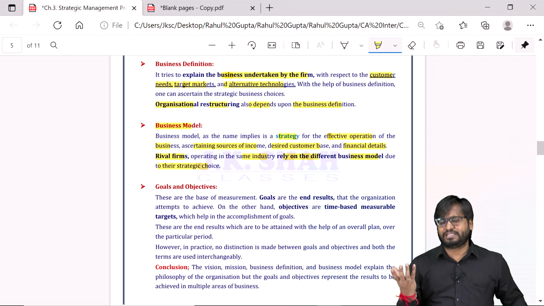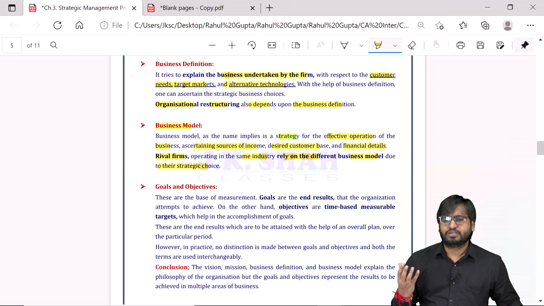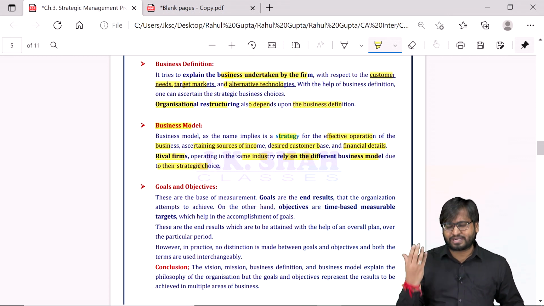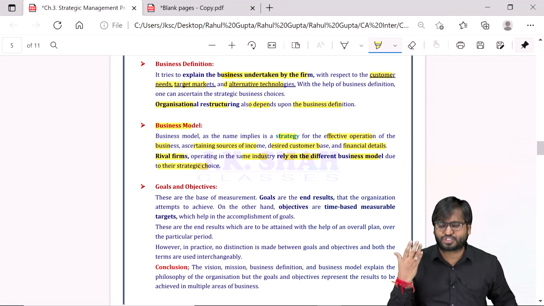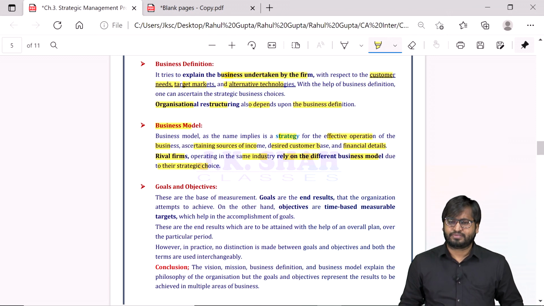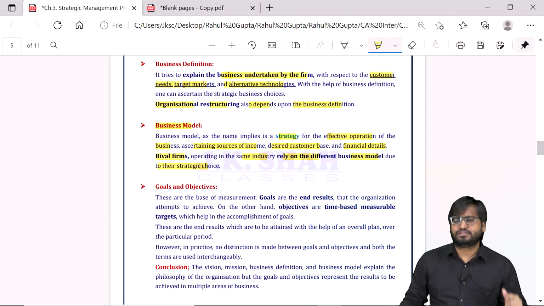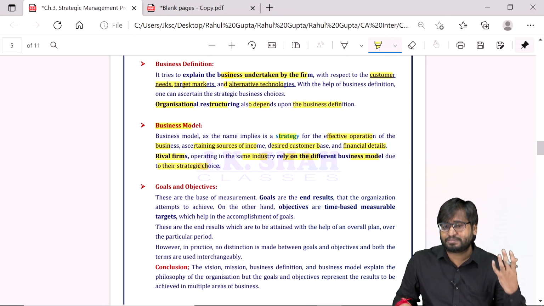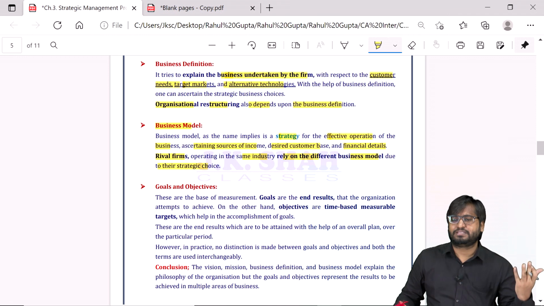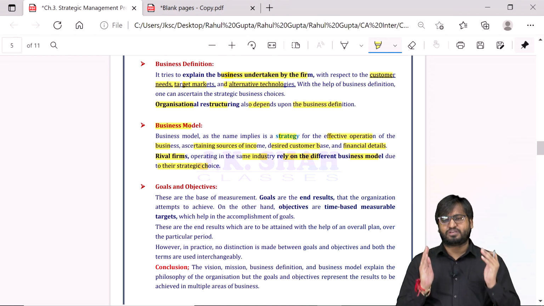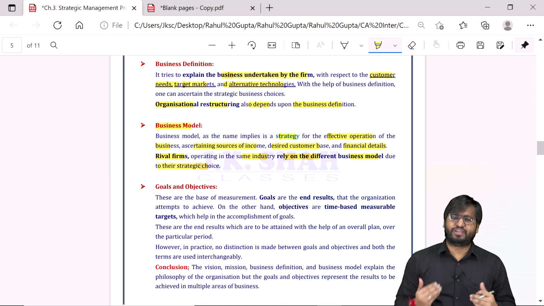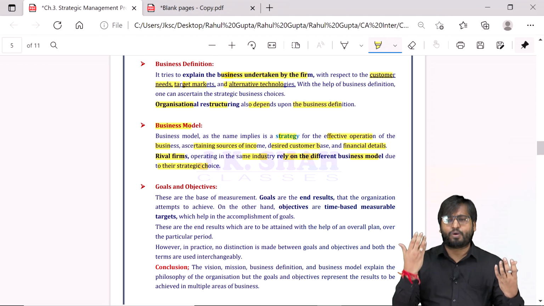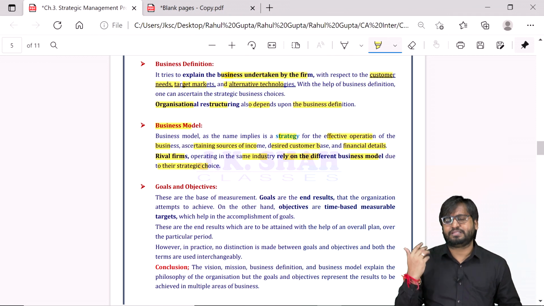What do you mean by cost leadership? Selling a product which has a standardized feature at a reasonable price. What do you mean by differentiation? Selling a unique product to a customer at a premium price. So if you observe the mobile manufacturing business, we have iPhone and we have Oppo, we have Vivo, we have MI and we have other mobile phone companies.